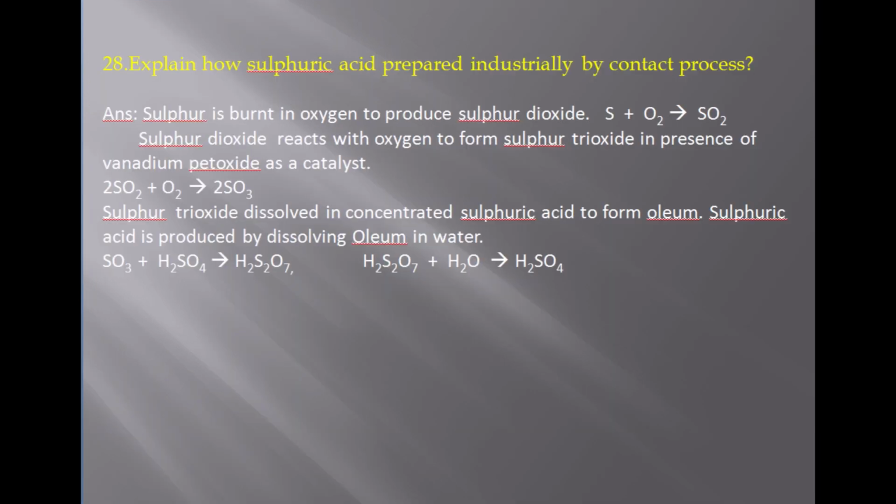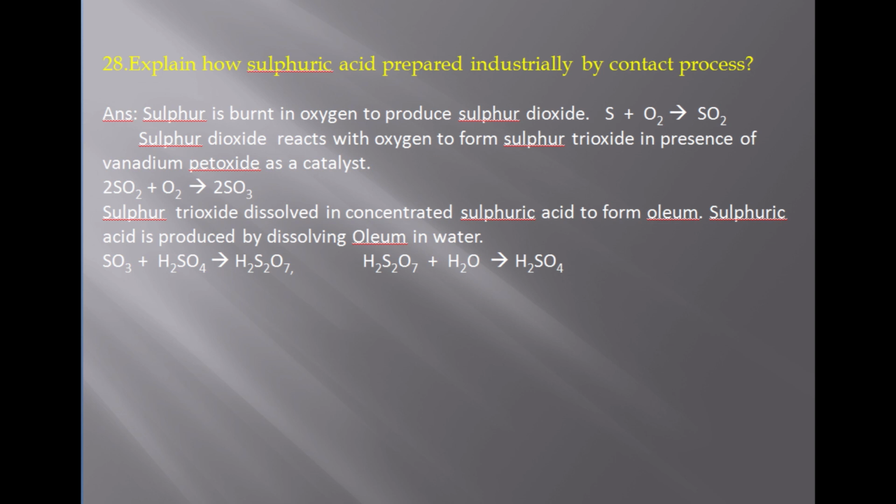Industrial preparation of sulfuric acid. Industrially, sulfuric acid is prepared by the contact process. Sulfur is burnt in oxygen to produce sulfur dioxide. Sulfur dioxide is allowed to combine with oxygen to produce sulfur trioxide in the presence of the catalyst vanadium pentoxide.